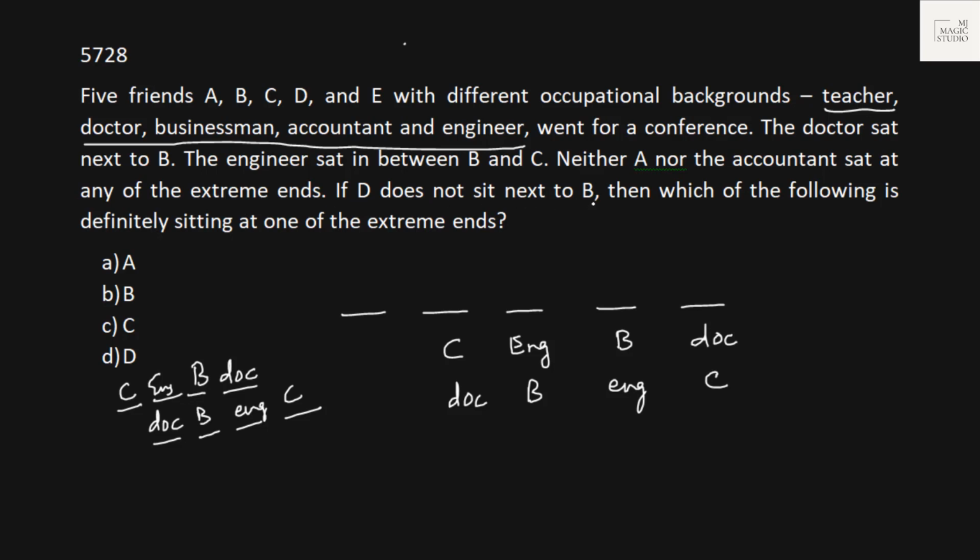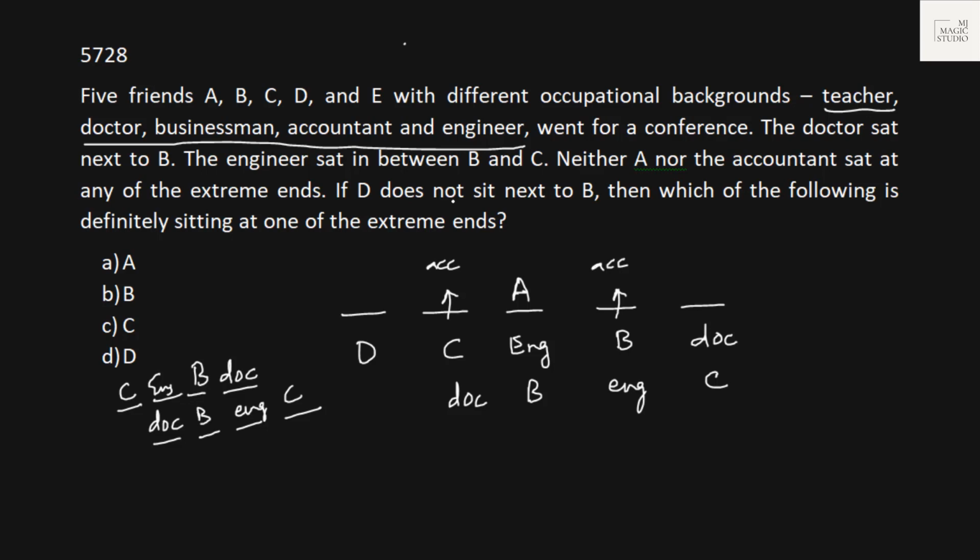D does not sit next to B. So next to B, D is not there. Engineer or doctor. D is not engineer or doctor. That means D is somewhere here. Suppose. And engineer sat between B and C, and neither A nor the accountant. So out of C and B, we have got the accountant, and engineer should be A because A is not sitting at one of the corners. If we keep it like this, accountant is out of these.